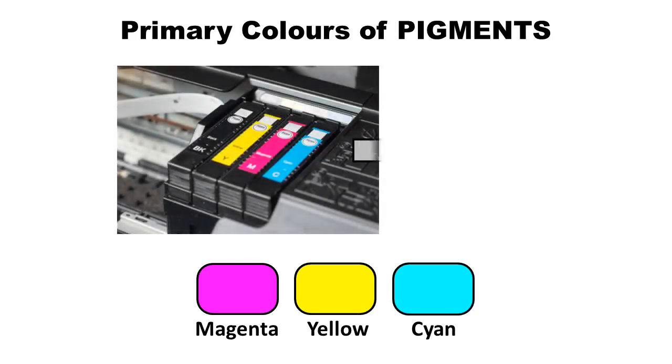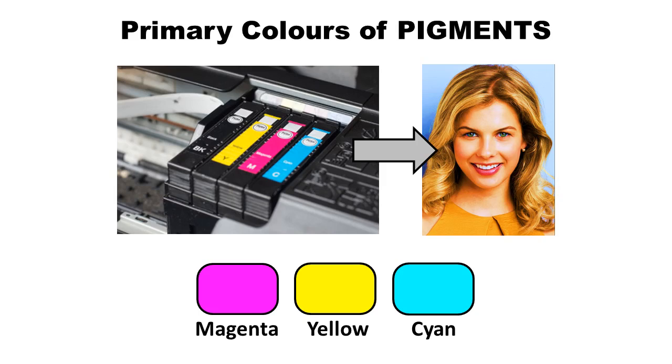We also said that you can prove this for yourself if you happen to own a computer inkjet printer, because the inkjet cartridges will be these same three colours: magenta, yellow and cyan. And these three colours can combine to make any other colour. We also mentioned that the black cartridge is also used when printing colour photos to increase the contrast of the image, in other words, to produce darker shadows.